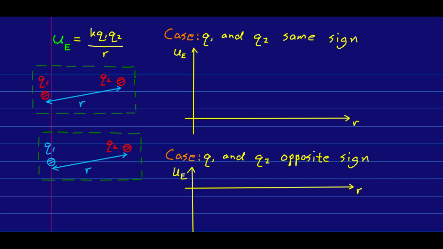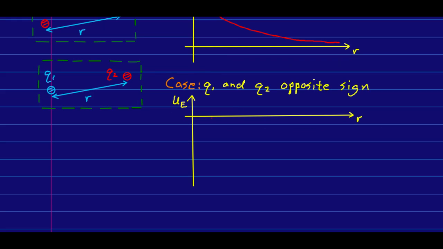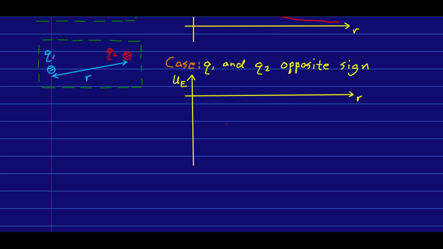We know that U_E is going to 0 at infinity, and so we have a 1 over r curve, something like this. And notice we already knew that for like charges, they have higher potential energy when they're close together, and that agrees with this graph. On the other hand, if q1 and q2 are of opposite sign, it doesn't matter which one's positive, but if they're of opposite sign, now q1 q2 is negative.